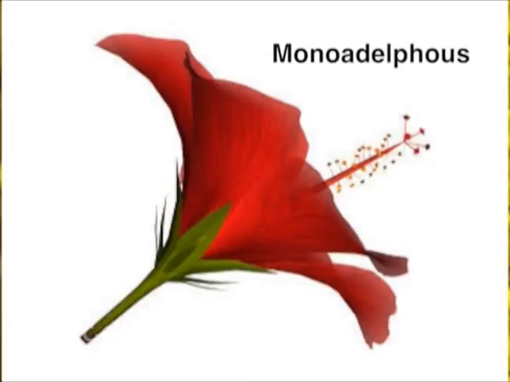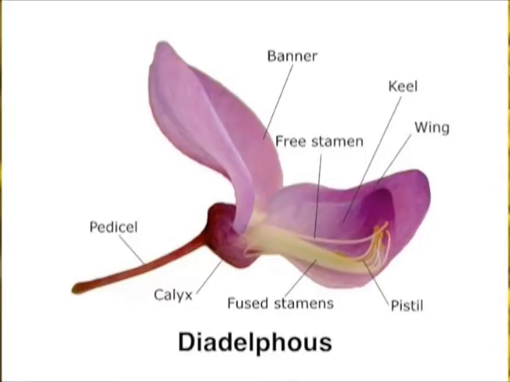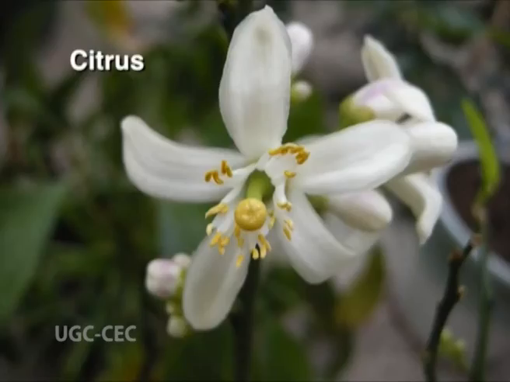Stamens may be monoadelphous, that is, united in one bundle, like in hibiscus and cotton. Diadelphous stamens are united in two bundles, like in pea and bean. Stamens may also be polyadelphous, that is, united in more than two bundles, as in citrus and castor.